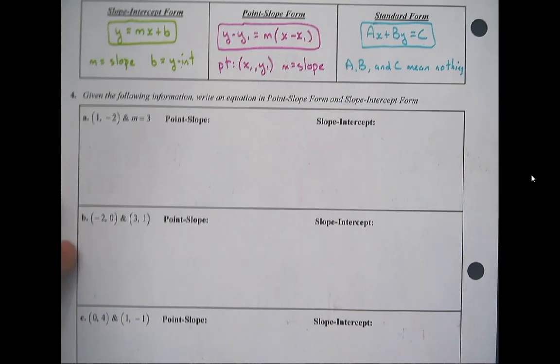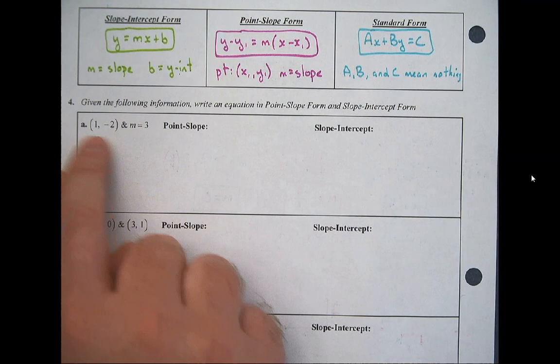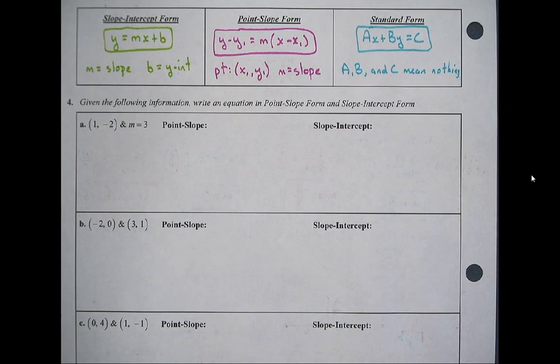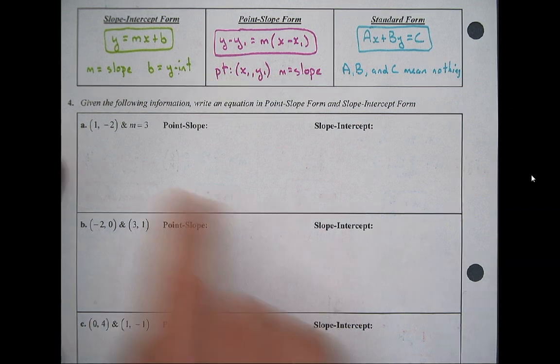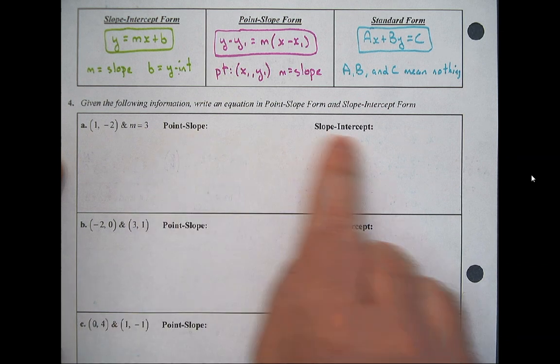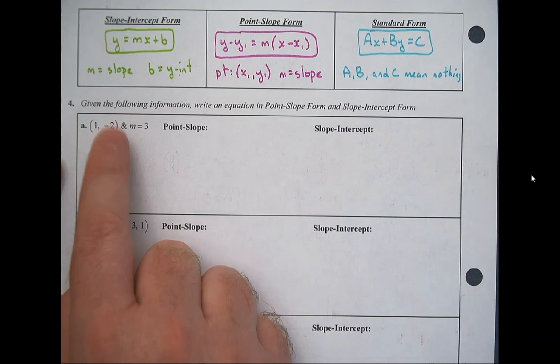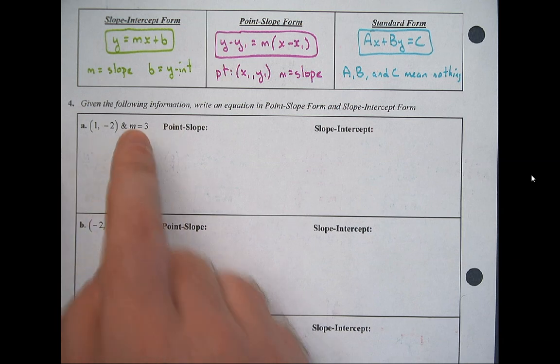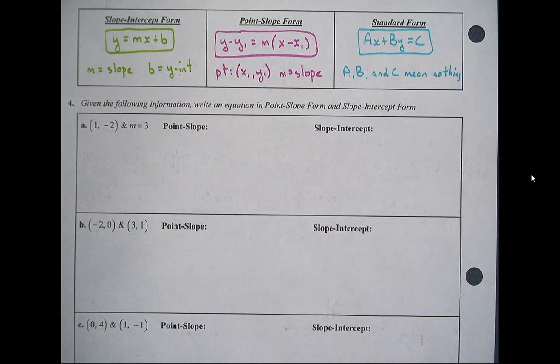Okay, so using these forms, we're going to be given some information. We're going to try to write an equation in those forms. I usually try to write the easier of the two first. So in this case, I'm given a point and the slope. So which one of these two would be easier? Obviously, point slope would. I mean, it literally is called a point and a slope. So it's just a matter of plugging and chugging into the right places.